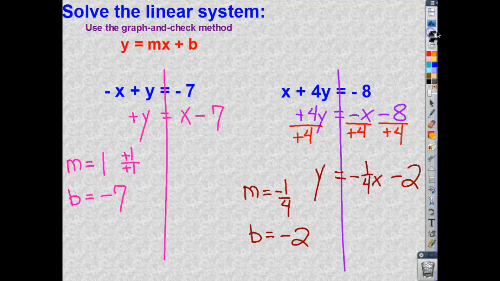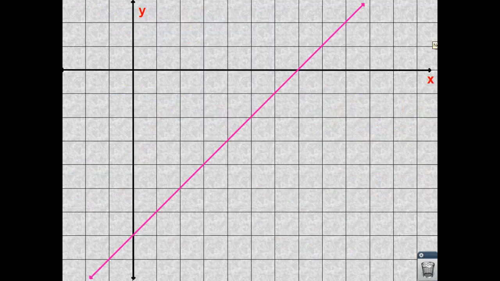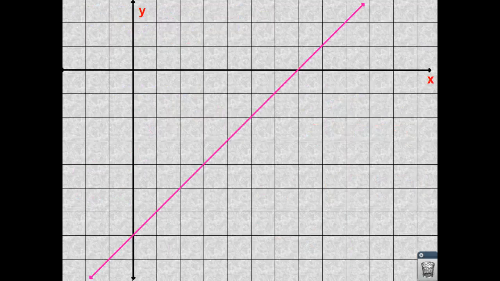Now we're going to have to go and get equation 2. And we had an intercept of -2 and a slope of -1/4. So we're at -2 and -1/4. All right. So we go down 2 for the y-intercept.